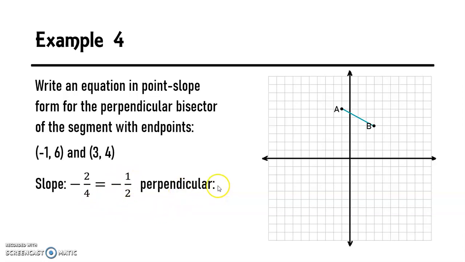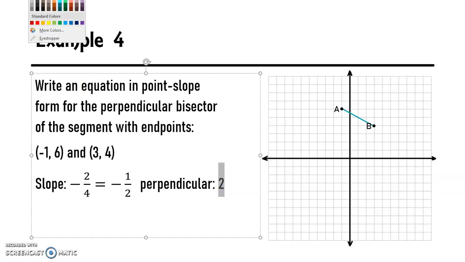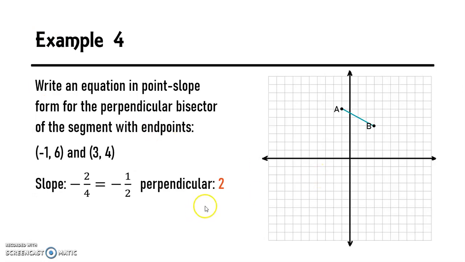Now the perpendicular slope, you would flip this fraction and change the sign. So it's going to be +2. Okay, so this is the slope that I need. And I'm going to highlight it so that you can see. I'll just make the text red, or orange as the case may be. And this is the slope that I need for my point-slope form equation. Now I also need a point.